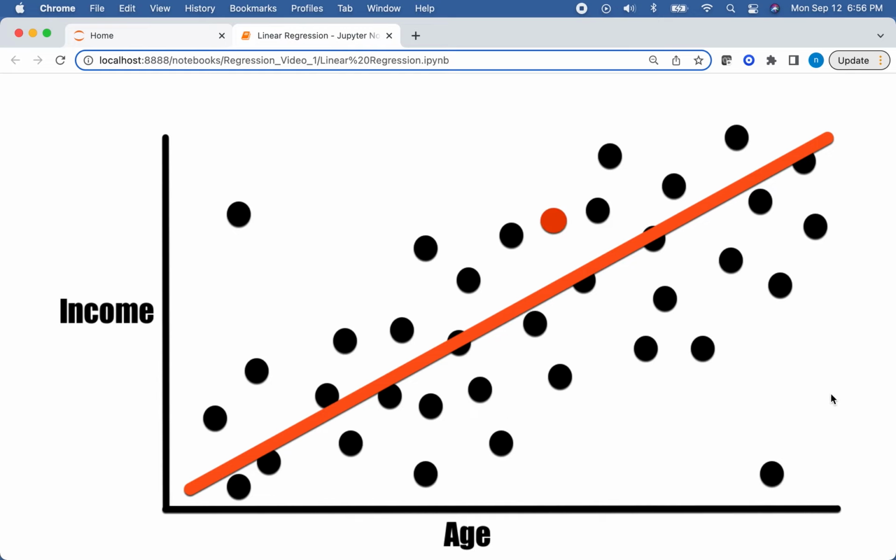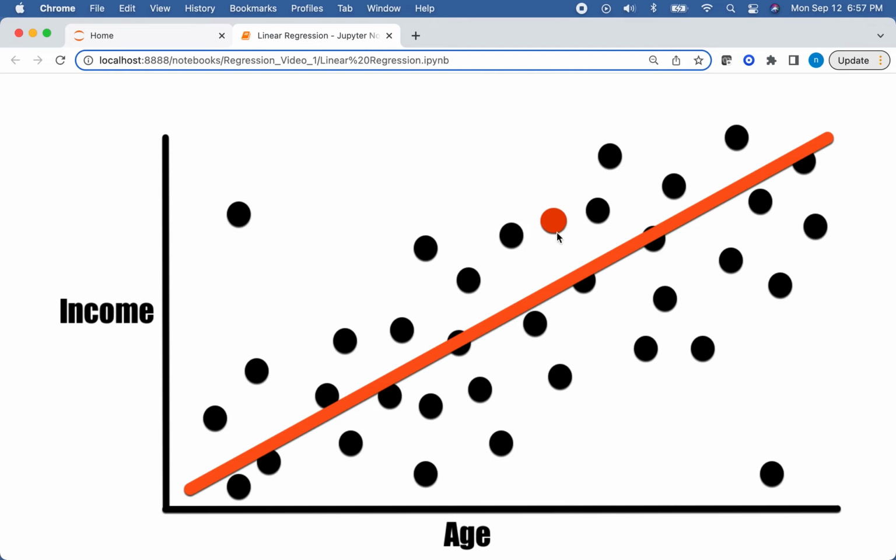So let's say in this graph, the black circles are data points from our training data, and we have a new red circle that will represent a data point from our testing data. And we know the age of this person, and so we're trying to predict that person's income. So we know their age.